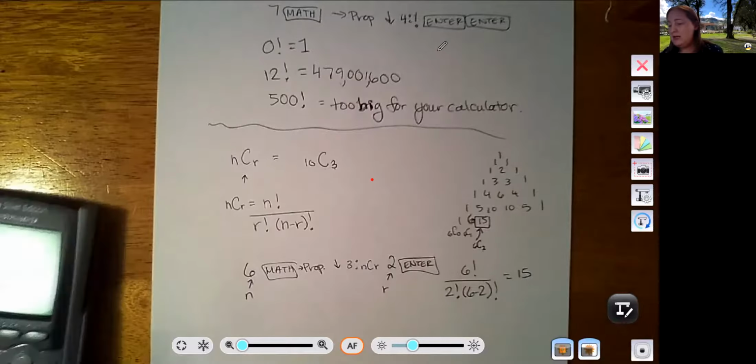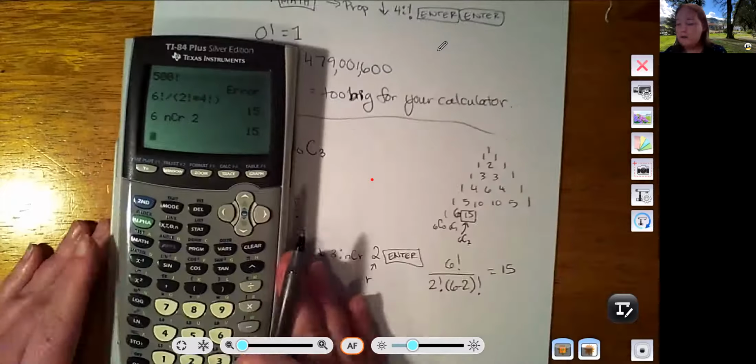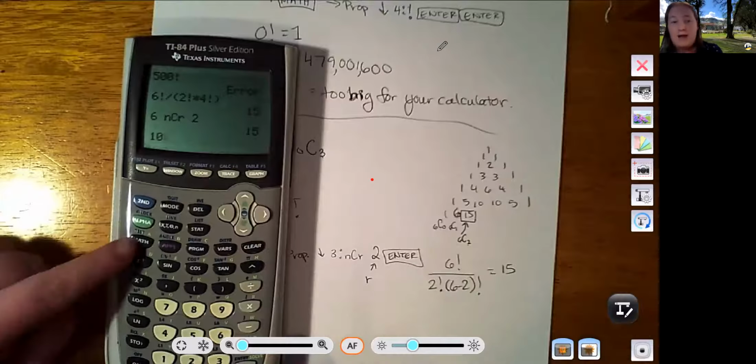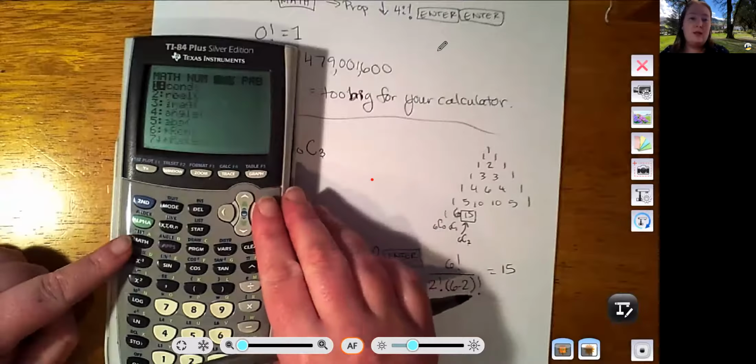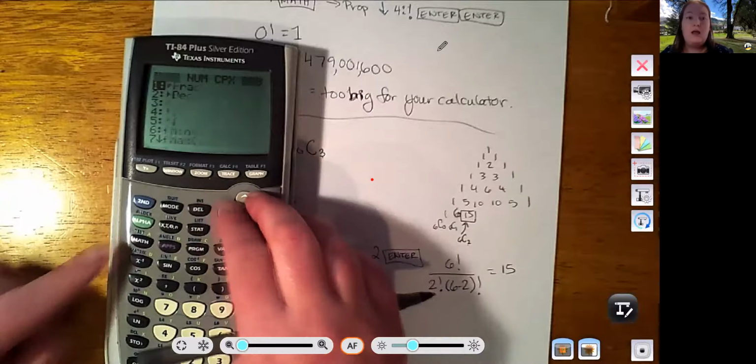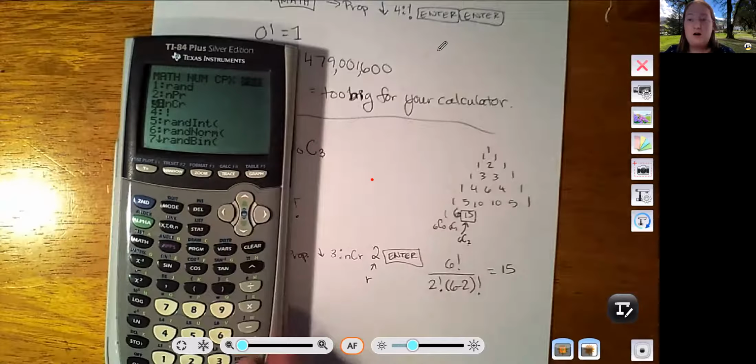So let's do 10C3, just to model it again. You'd hit 10, math, over to probability, and down to the nCr function, hit enter, put in your r value of 3 and you get 120.